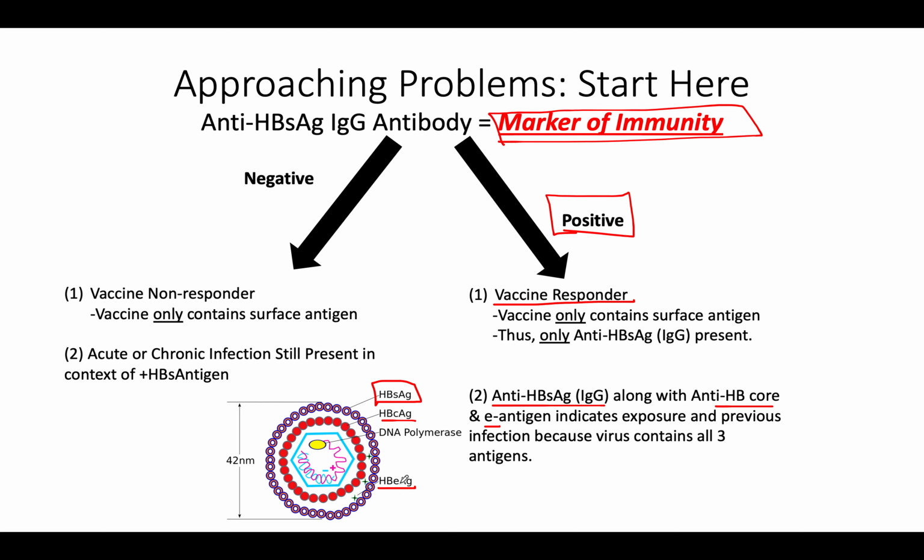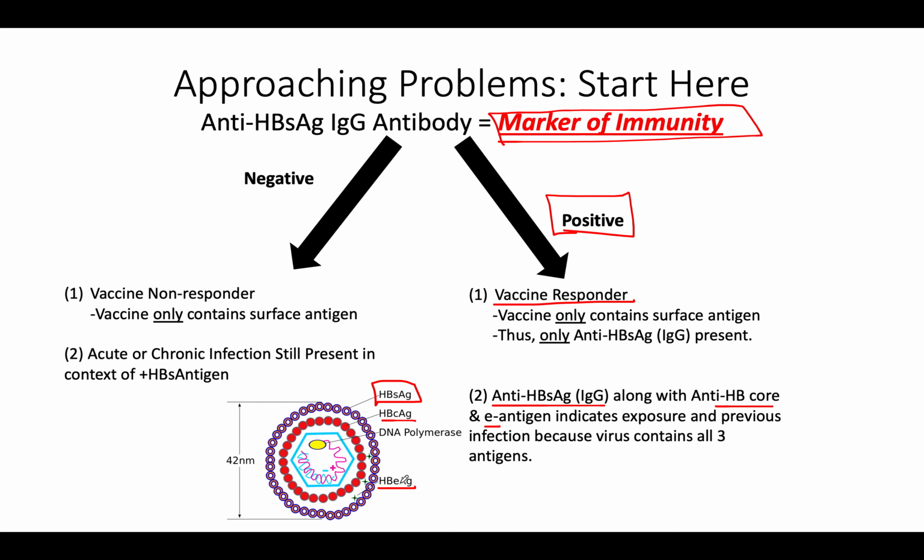That means to form those antibodies, the core antibody and the E antibody, they are actually exposed to the virus itself. And so that is the only condition that you would see a positive IgG surface antibody and the E antibody and the core antibody. That tells you that they are actually exposed to the virus itself and that they won the battle. They formed the antibody, the marker of immunity. They've won the battle. They are now immune to hepatitis B.